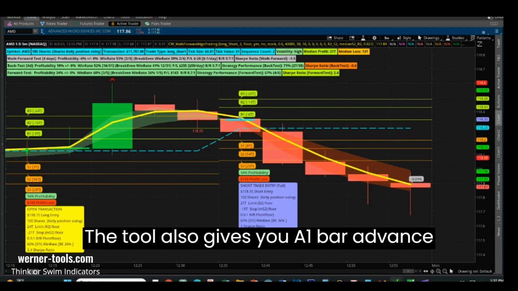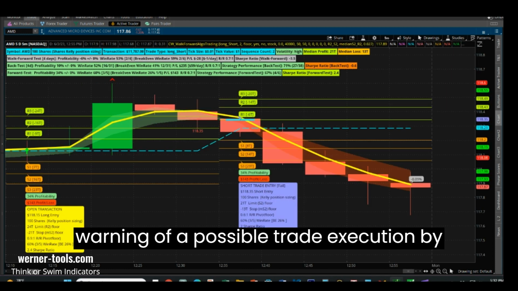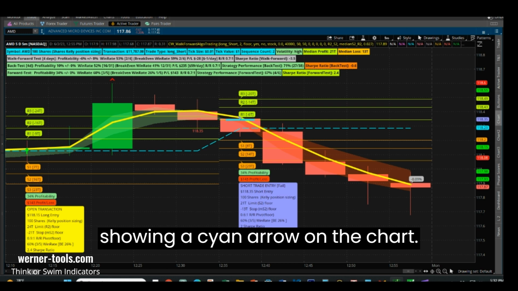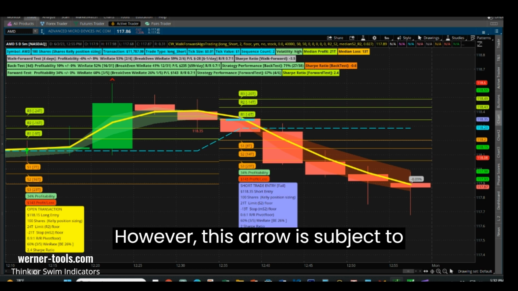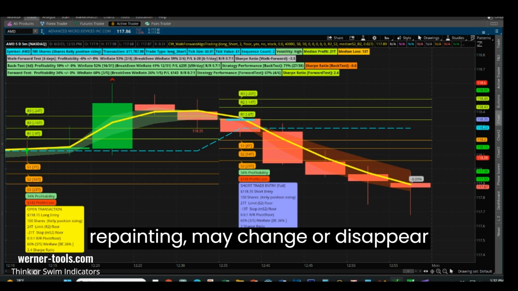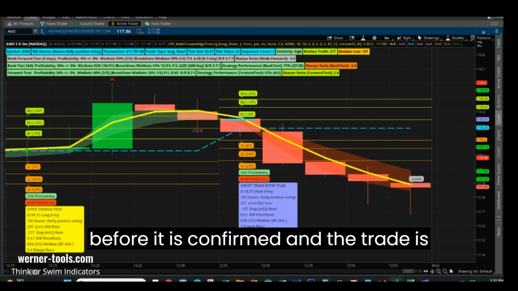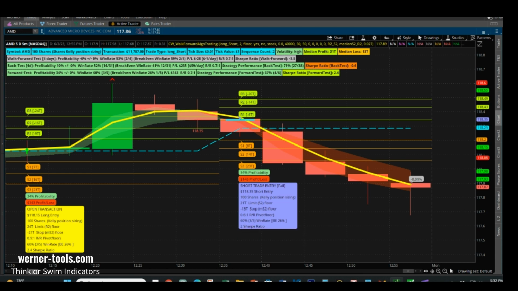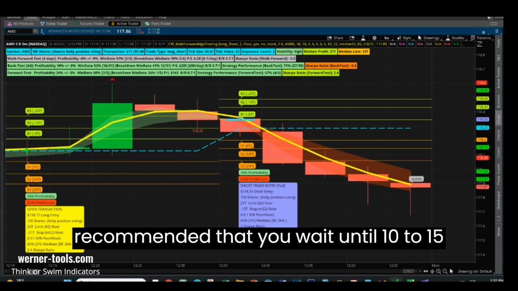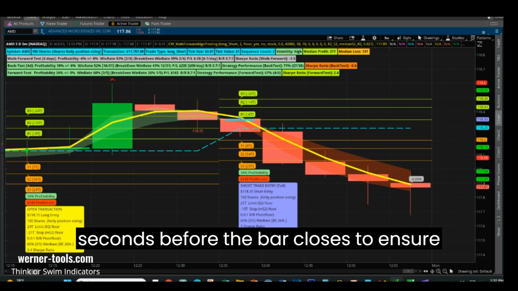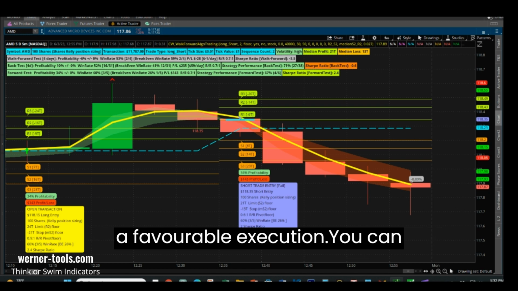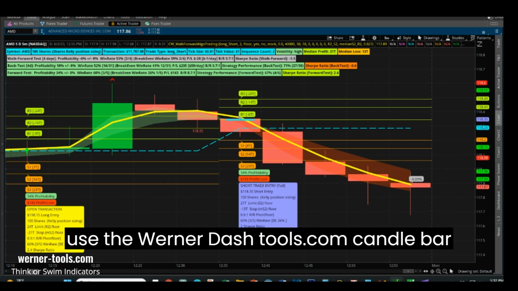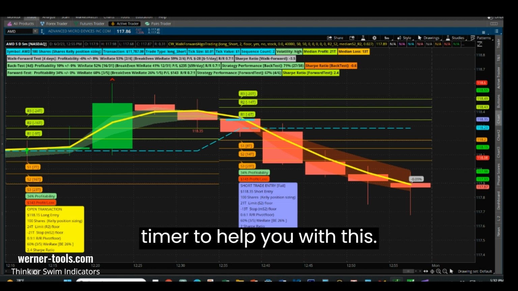The tool also gives you a 1-bar advance warning of a possible trade execution by showing a cyan arrow on the chart. However, this arrow is subject to repainting and may change or disappear before it is confirmed and the trade is executed. Therefore, it is recommended that you wait until 10 to 15 seconds before the bar closes to ensure a favorable execution. You can use the Werner-Tools.com candle bar timer to help you with this.